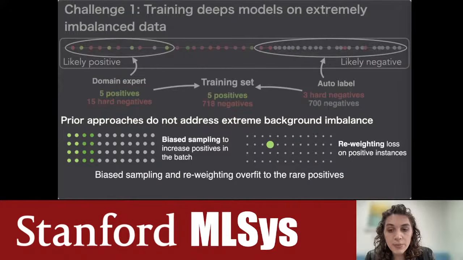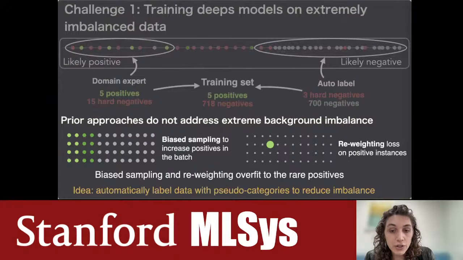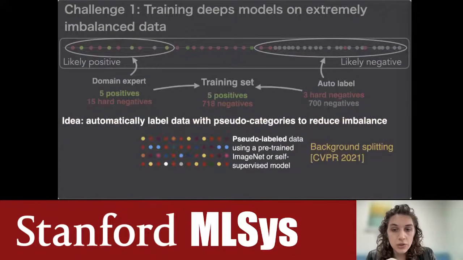However, we know that training typically works with more balanced data. So our idea was actually to artificially reduce imbalance by automatically labeling data with thousands of pseudo categories. This effectively transforms the problem into a more balanced one by using predictions from off-the-shelf pre-trained ImageNet models, or even by actually clustering self-supervised embeddings, so you don't actually need any labels if you'd like, to form pseudo categories. And using this approach, we've actually been able to train models on data sets with even up to a 1 to 1,000 imbalance ratio between the positives and negatives, despite how simple the actual approach is.